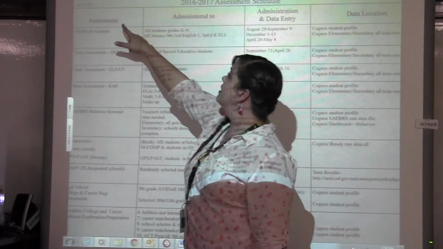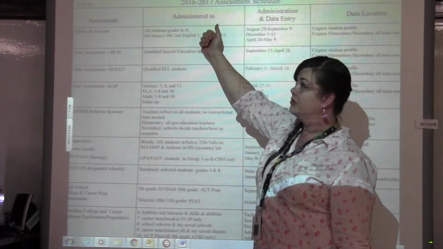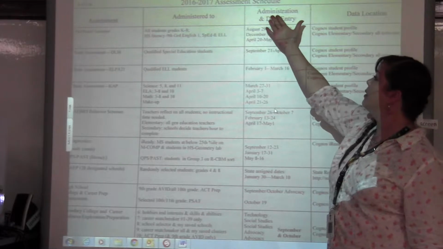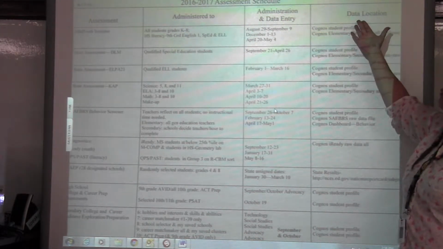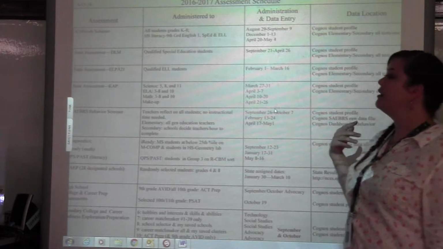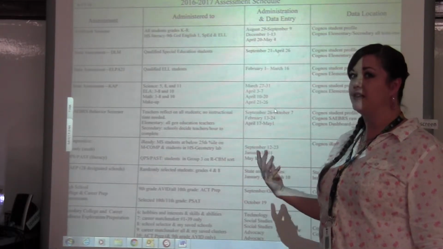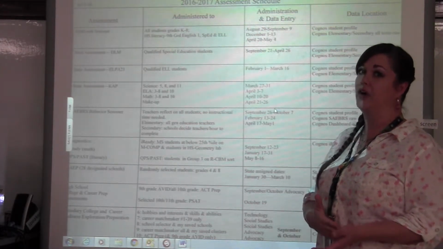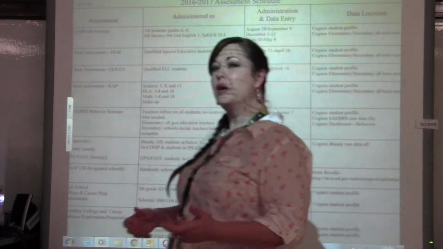It has the name of the assessment, who it's administered to, the dates of administration and data entry, and where we can find the data after the test is given. Rather than go through the entire matrix, I'm going to highlight the most important tests that we do at each grade level, and then I'm going to talk about ESOL separately. So we're going to start with 9th grade.